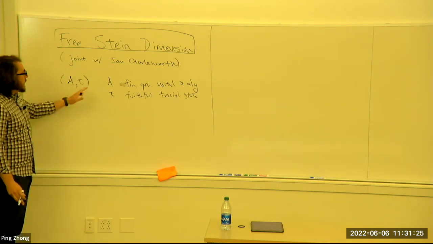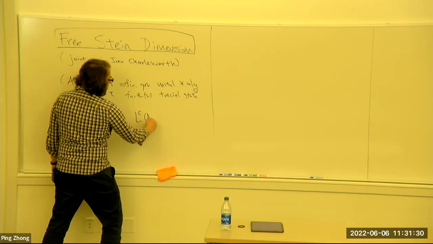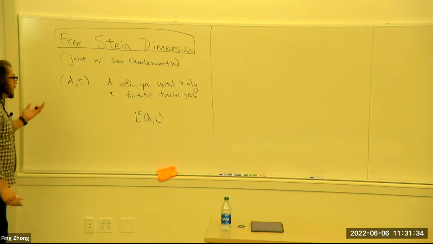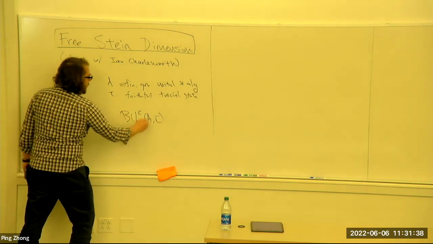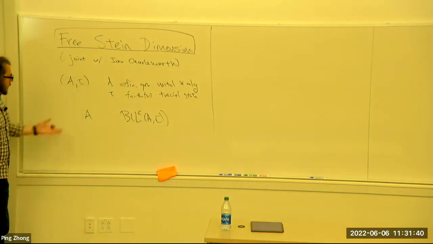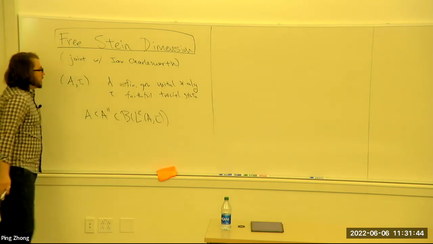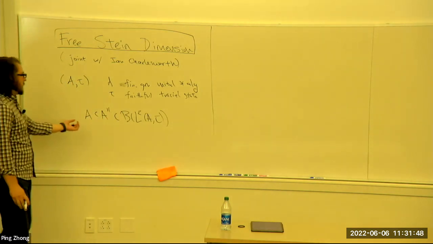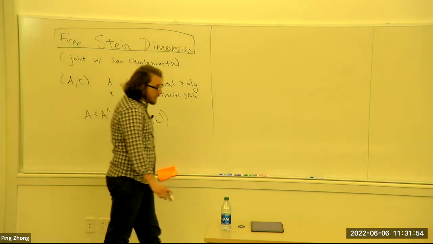So given this data, I can first of all consider the GNS Hilbert space associated to it, and I'll denote that by L2 of A, tau. And because tau is faithful, I can identify A as living inside the bounded operators in here. And then I can also complete A to a von Neumann algebra by taking its double commutant. So you can always think of your data as already living inside some von Neumann algebra that's generated by this star algebra A, and it comes equipped with a trace.